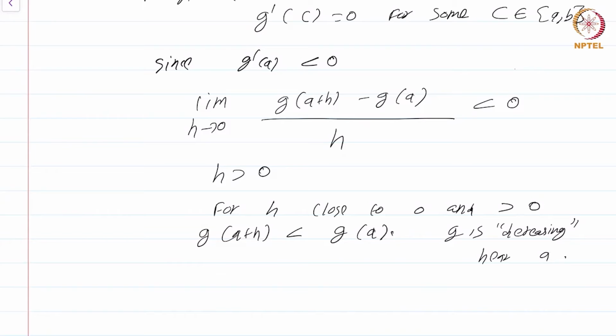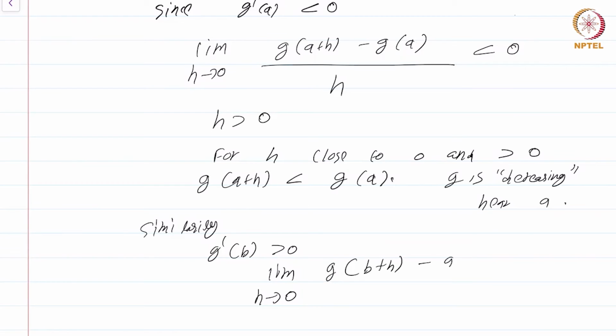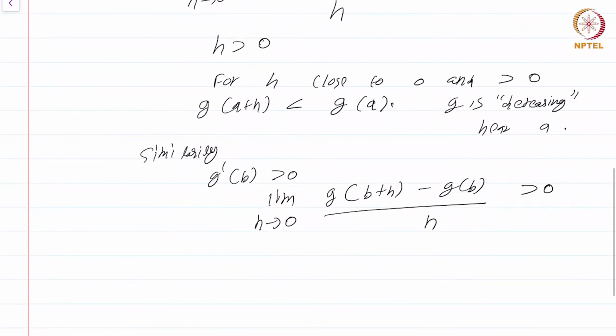So in a later module, once we prove the mean value theorem, we will show that g decreasing and the sign of the derivative being less than 0 are intimately related to each other. Similarly, g prime of b is greater than 0. So that means the limit as h goes to 0 of g of b plus h minus g of b, divided by h, is greater than 0, right?